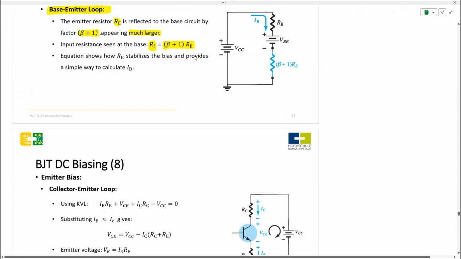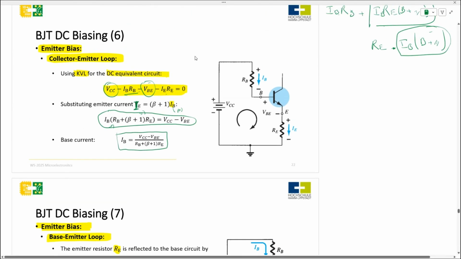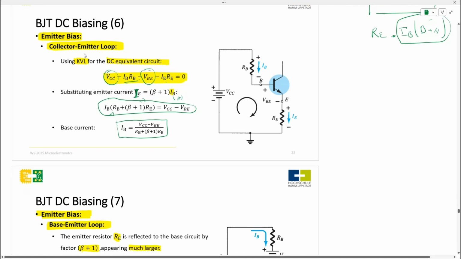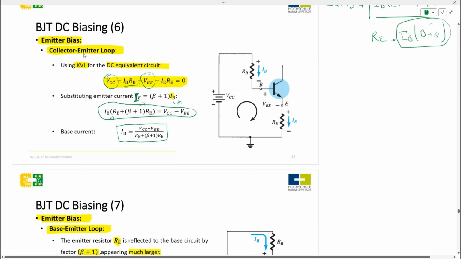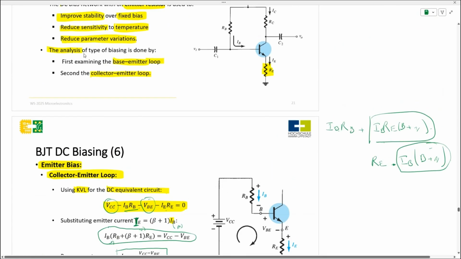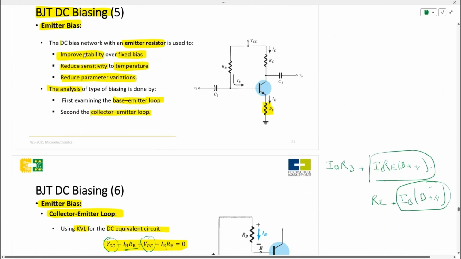So this is the collector emitter, but this is the collector emitter loop. No, this is not the collector emitter loop. This is the base emitter loop. Yeah, this is the base emitter loop somehow. Why did they put it as an... Yeah, that's something I don't understand, but it's okay.